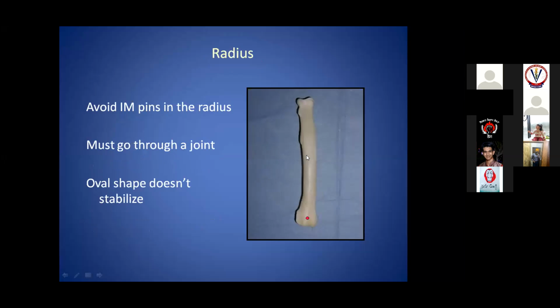Radius: majority of the time, because the radius is a very narrow bone, and radius and ulna are paired bones, they have very narrow medullary canals. So usually we do not go for intramedullary fixation. Okay, we go for plating or other fixation procedures because of the narrow cavity. Because the cavity is narrow, we cannot use a larger diameter pin in the radius, unlike in the femur, tibia, humerus. Okay, we have to compromise on the size of the implant if you use an intramedullary pin.